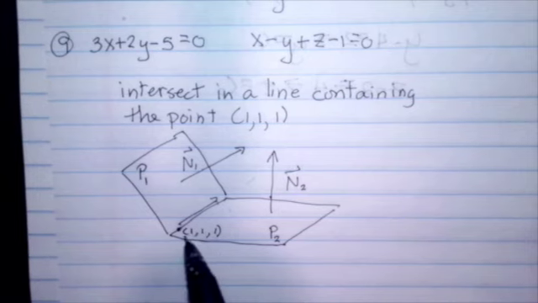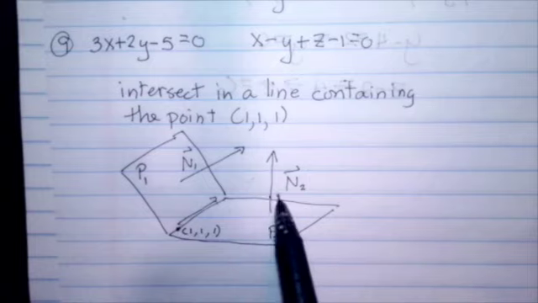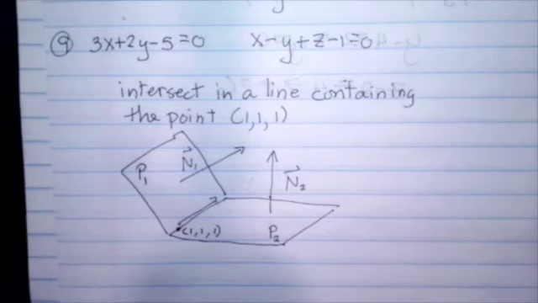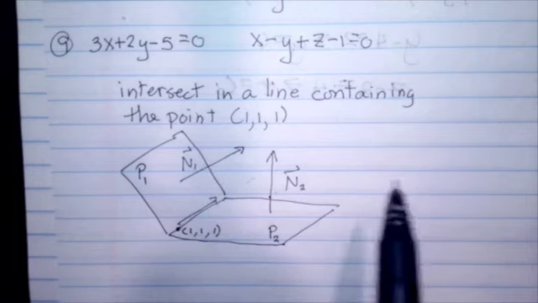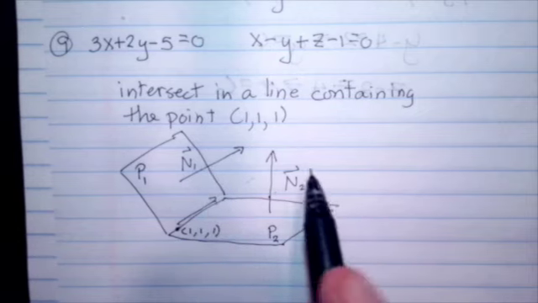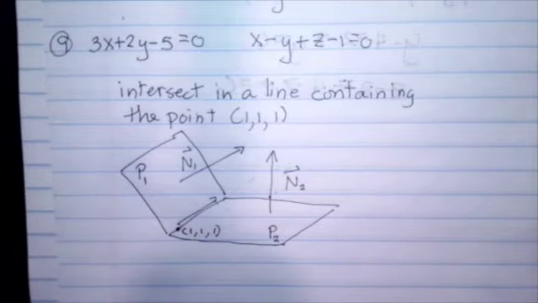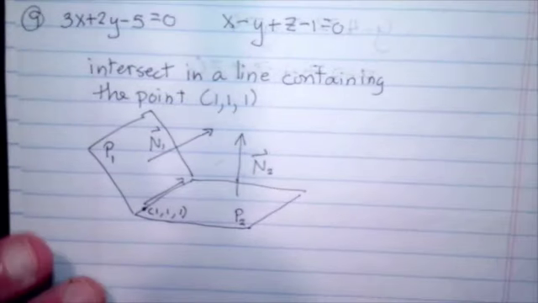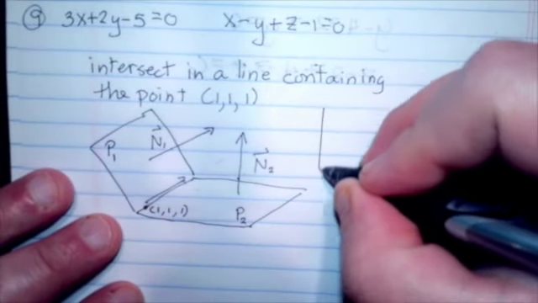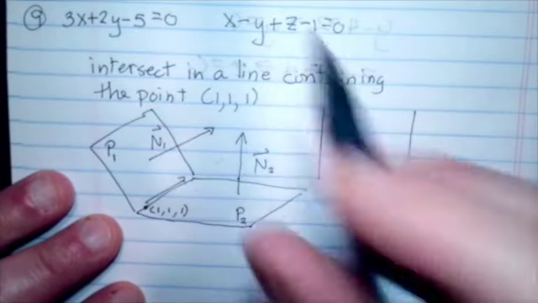So what we need for our direction vector is a vector that is orthogonal to both n1 and n2. Well, you might remember that when you take the cross product of 2 3-dimensional vectors, you get a 3-dimensional vector that is orthogonal to both of the original vectors. So that's our method of attack. So let's find the cross product of the normal vector here and the normal vector here.